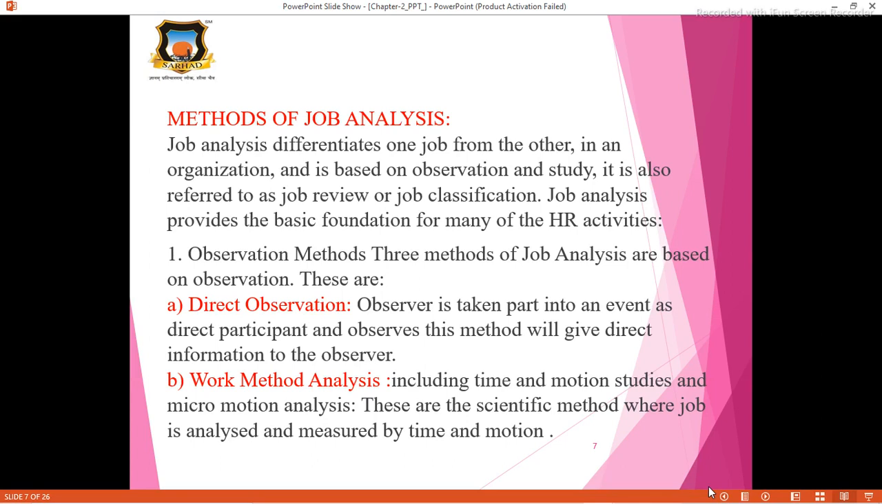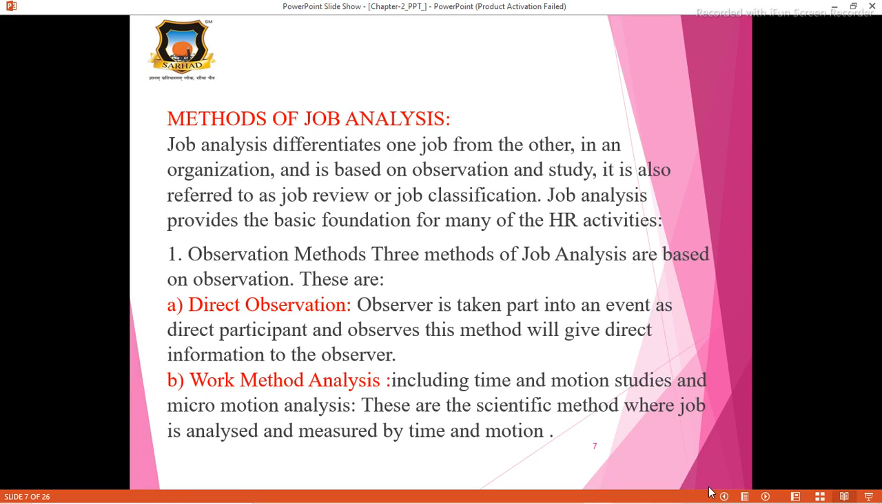So let us discuss the first method, the observation method. The observation methods are the direct observation. The observer takes part in an event as a direct participant and observes. This method will give direct information to the observer.